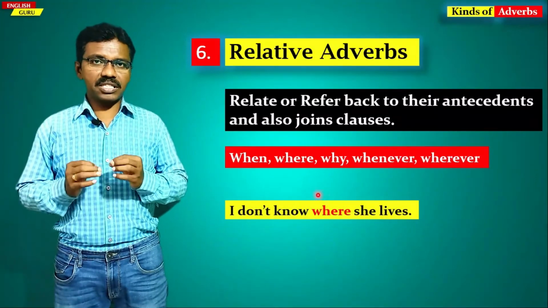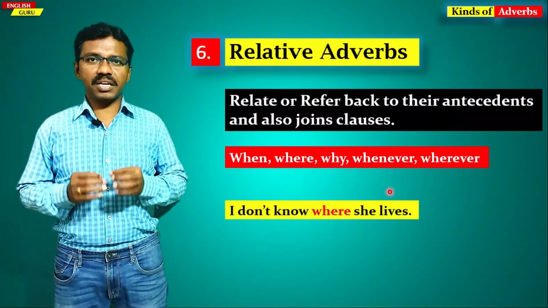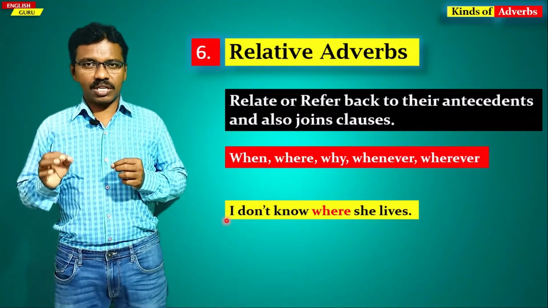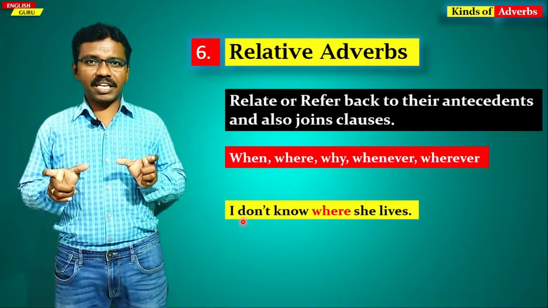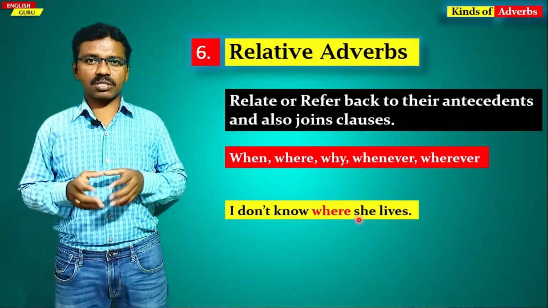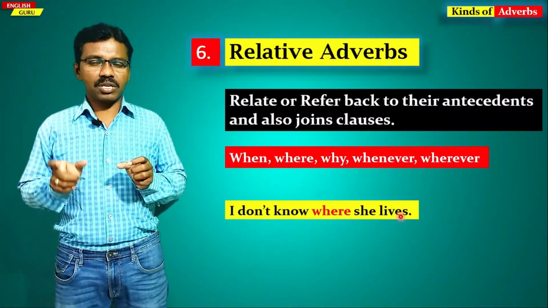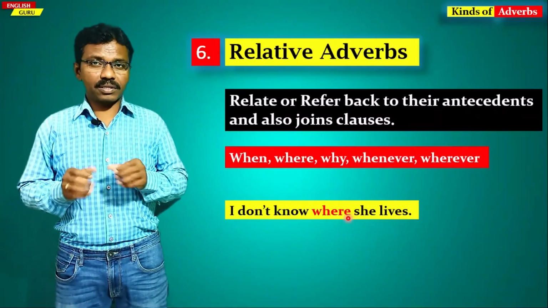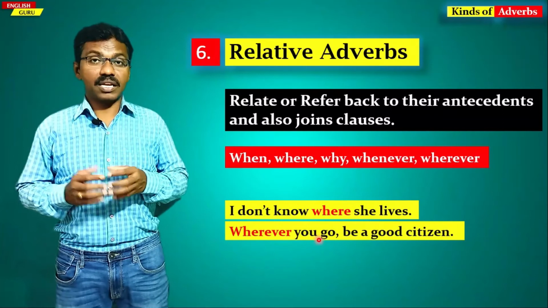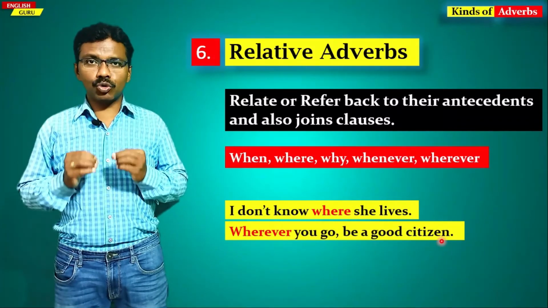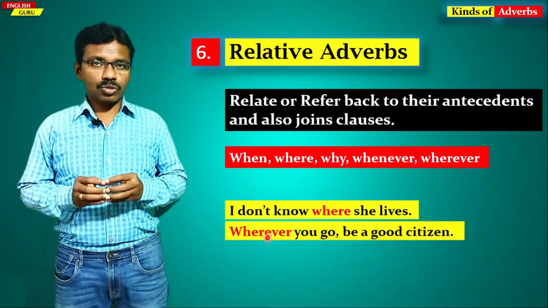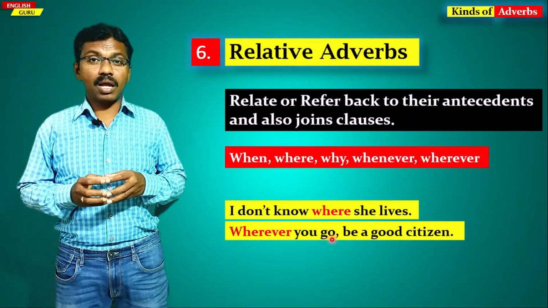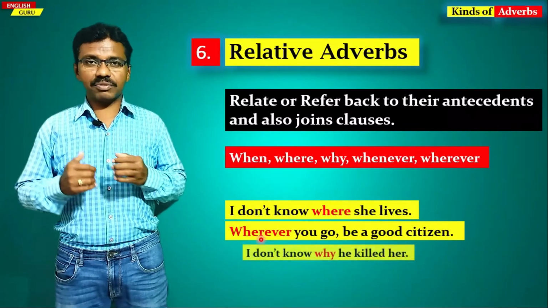For example, if you see in the sentence, I don't know where she lives. So where is referring to lives. Not only that, it is combining the two clauses, like I don't know, one clause, she lives. These two clauses are linked by where, that is relative adverb. In the second sentence, wherever you go, be a good citizen. So here in this sentence also it is combining two clauses, and wherever is relative adverb.